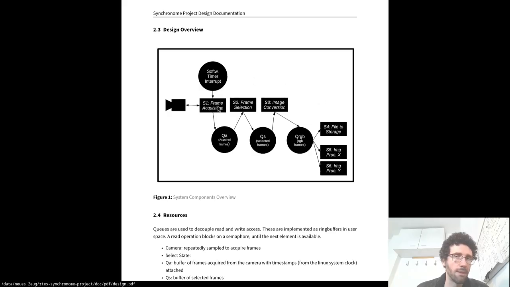The next stage is frame selection, which will, from the stream of incoming frames, have to select images according to the criteria that I've already explained. And finally, the selected images need to be converted into the RGB format and stored to the file system. That's the two remaining services.